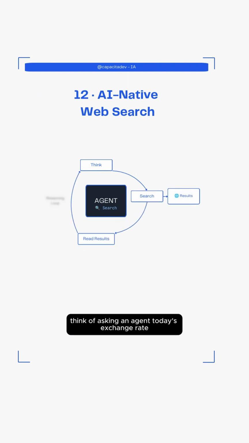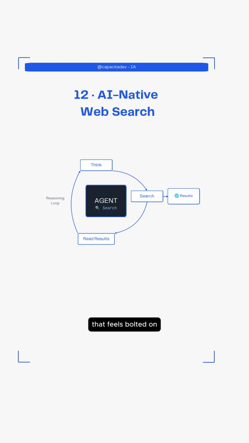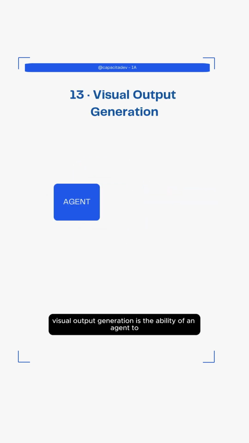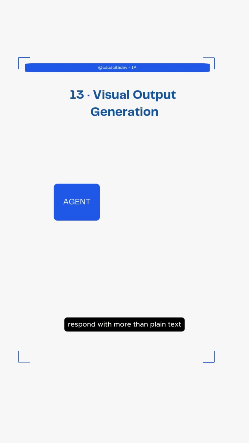Think of asking an agent today's exchange rate. It doesn't pause and hand off to a separate tool that feels bolted on. It just searches as naturally as it reasons. Because search is part of its core loop. Not an external step. Visual output generation is the ability of an agent to respond with more than plain text.